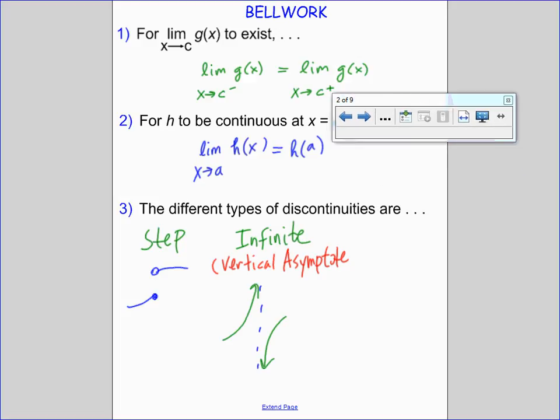Obviously I have no idea for the last discontinuity. A removable discontinuity? Is correct. A removable discontinuity is, I've also heard, known as a hole.